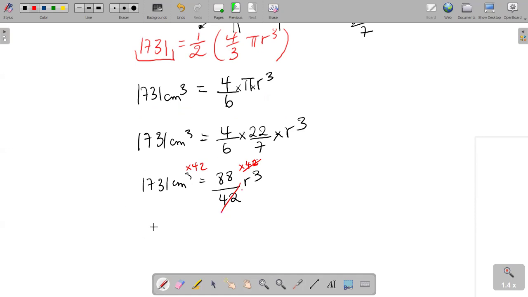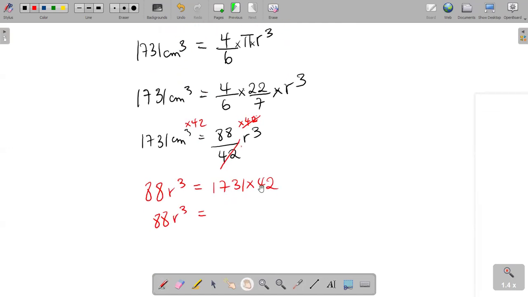So somebody tell me, what am I going to end up with? I'm going to end up with 88 r cube is equal to 1731 times 42. Calculator people, let's go. 88 r cube is equal to what? What is the answer when you multiply these two things? Thank you. 72702. I just need one more person to confirm.